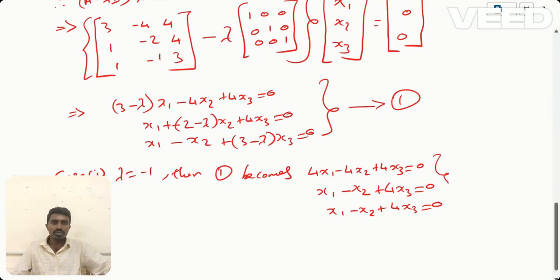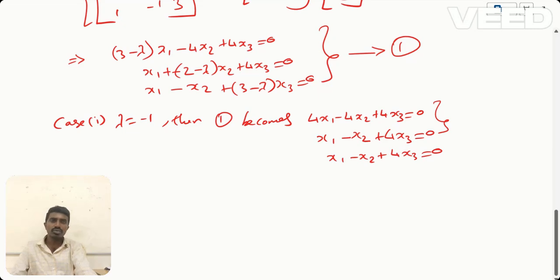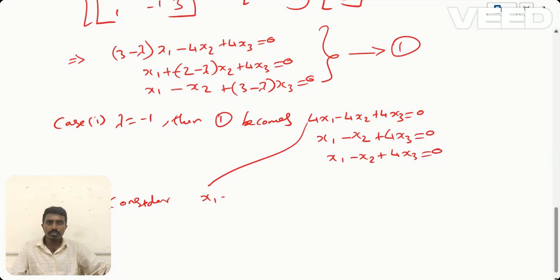So consider the first two equations. Now we are going to use the cross multiplication rule. For that you consider two different equations. I am considering the first two equations. In the first equation, you can divide by 4 because all terms are multiplied by 4. So consider from this equation, that is x1 minus x2 plus x3 equal to 0, and consider the second equation, that is x1 minus x2 plus 4x3 equal to 0.